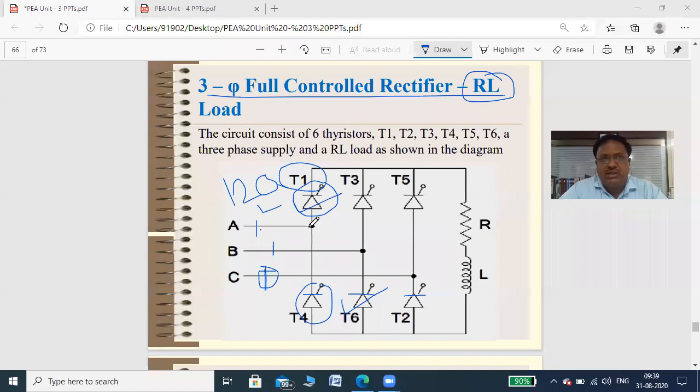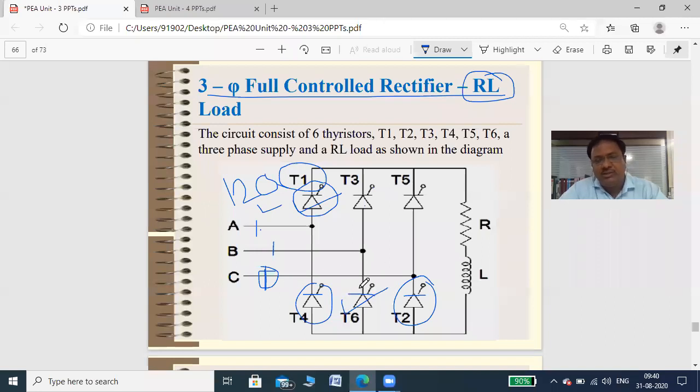So each SCR conducts in two pairs, like T1 T6, T1 T2. T1 conducts with T6 as well as with T2. Similarly, T1 T2, T2 T3. So T2 conducts with T1 for 60 degrees, and T2 conducts with T3 for 60 degrees. So the total conduction time for T2 is again 120 degrees. The pair conducts for 60, the individual SCR conducts for, sorry, 120 degrees.